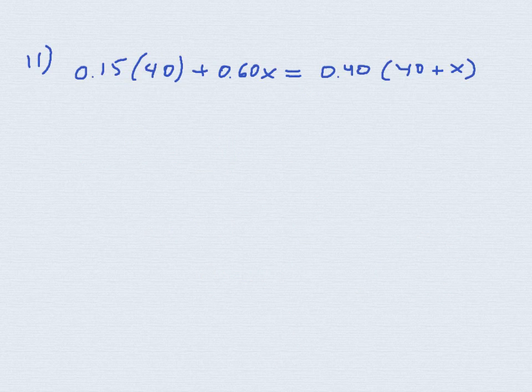Now, number 11 has decimals. Not necessarily a different question, just probably going to require you to break out the calculator. So 0.15 multiplied by 40 is 6. So 6 plus 0.6x is going to equal, clear the second bracket, 0.4 times 40 is 16, and 0.4 times x is 0.4x.